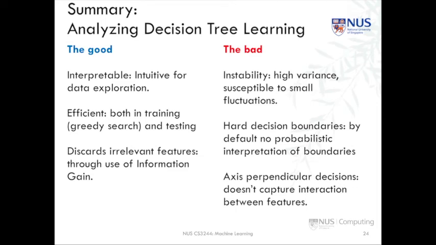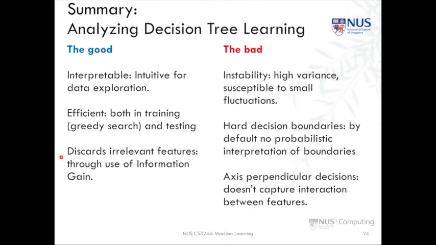In summary, we can understand and analyze the decision tree learning algorithm. The good is that this model is very interpretable and intuitive, especially helpful for data exploration when we're doing machine learning in the initial exploratory period. It's very efficient because at training time it's executing a greedy search, and at testing time it's just applying different logical tests and reaching a conclusion for each individual training example.